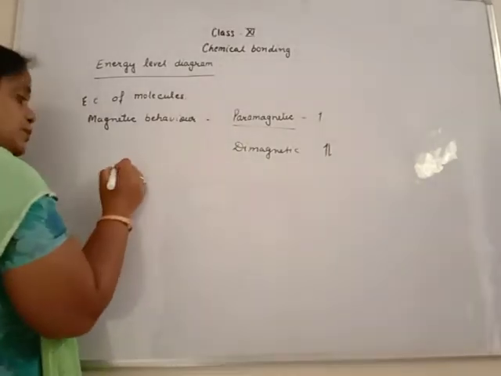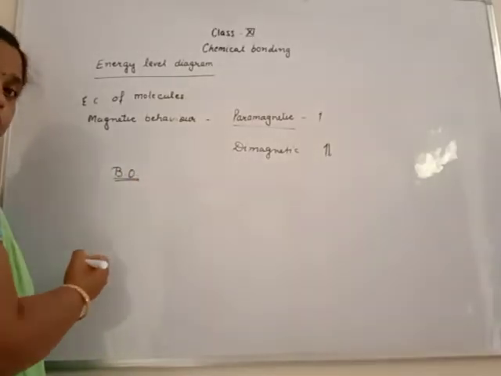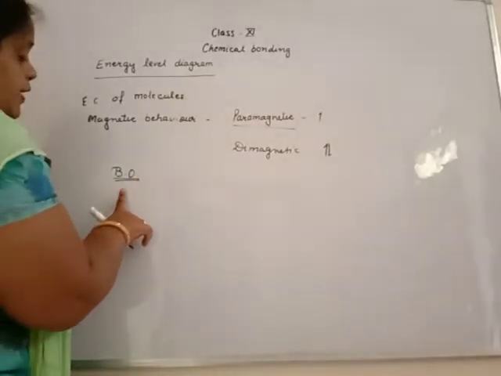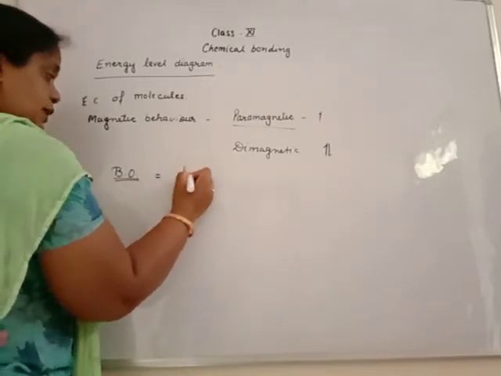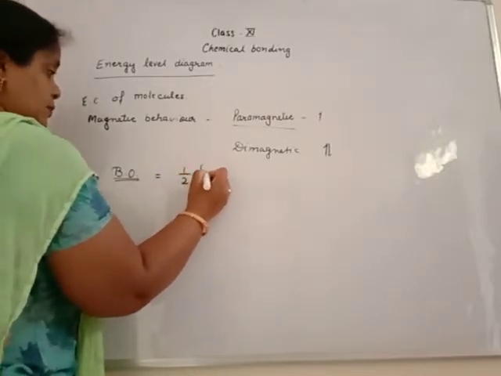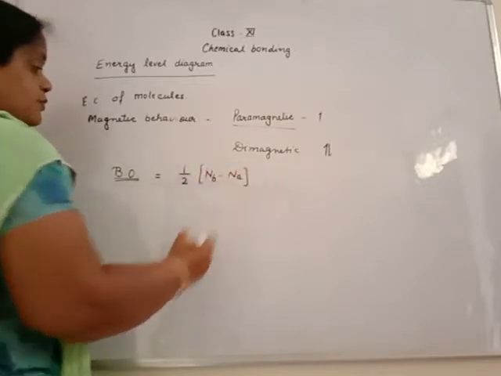And calculate the bond order. Bond order, you know very well, is the number of bonds between two atoms. And if you want to calculate it, beta, it is calculated on the basis of the formula: half of the number of bonding electrons minus the number of anti-bonding electrons.